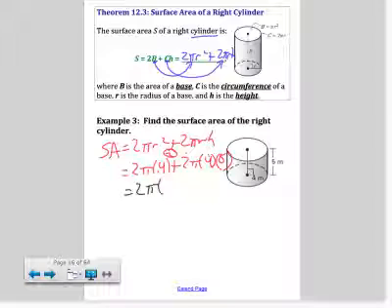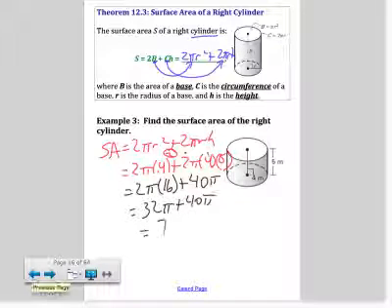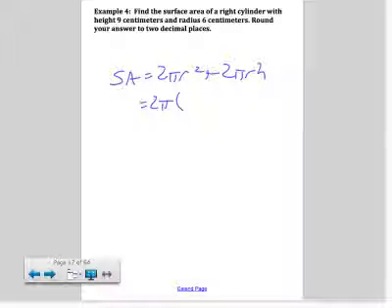2 pi 16 plus, we already said 2 and 4 makes 8, 8 and 5 makes 40 pi. So this is going to be 32 pi plus 40 pi. So 72 pi meters squared is going to be the surface area of the cylinder. Okay, sorry about that. Good thing we caught that. Some of you were probably waiting to see me in class and point that out.